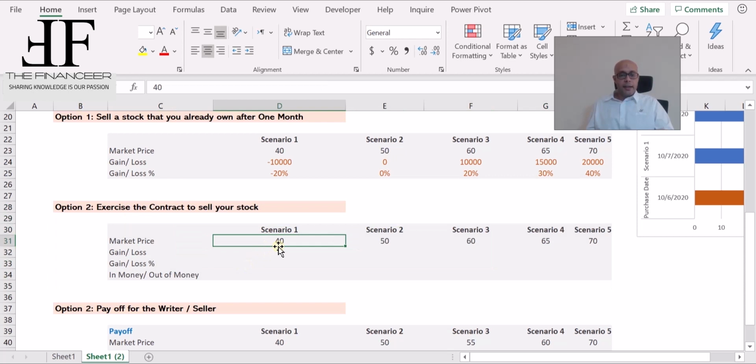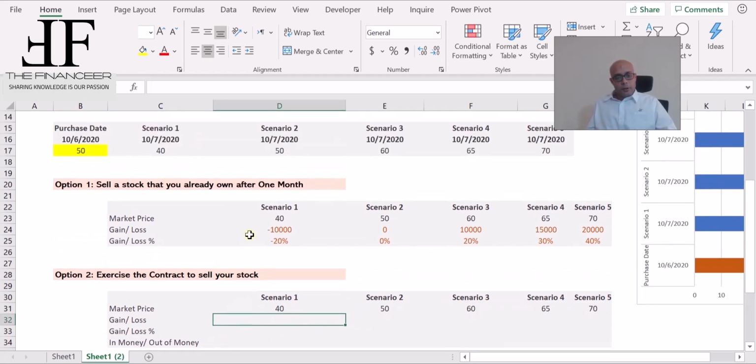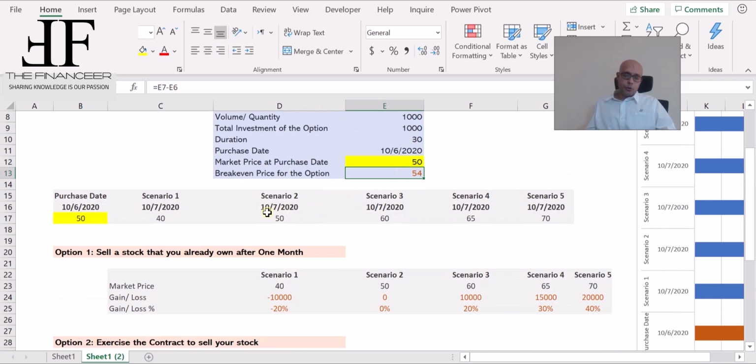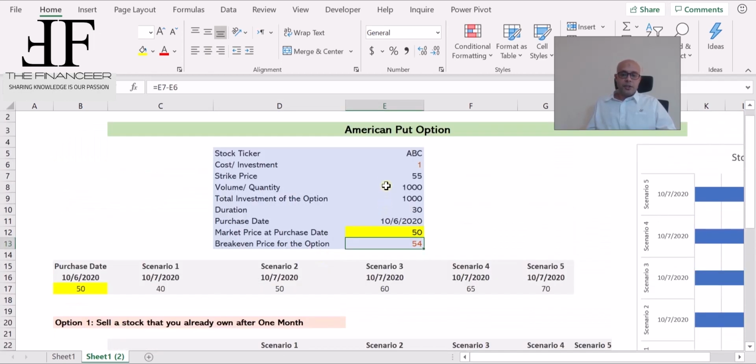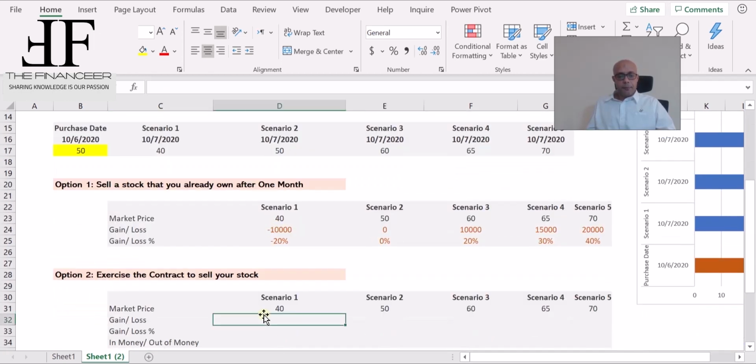Okay, again the same scenarios, 5 scenarios, same market prices in each scenario. Then we need to calculate the gain and loss for this case. $40 and the break-even price is 54, and the exercise price is 55.